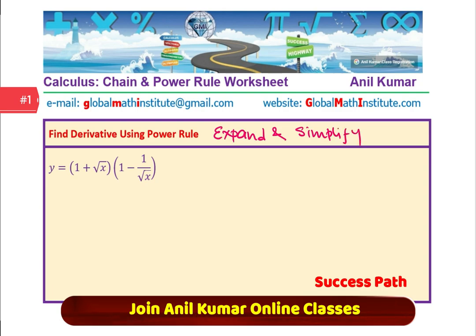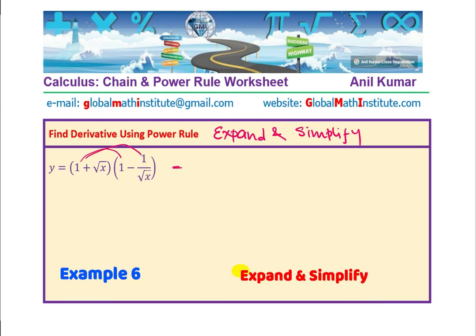So let's expand. So using distributive property, 1, when you multiply with 1, what do you get? We get this is equal to 1 minus 1 over square root x, correct? Now you multiply with square root x, and what do you get? We get square root x, and when you multiply square root x with 1 over square root x and a minus sign, you get minus 1. Is that clear to you?